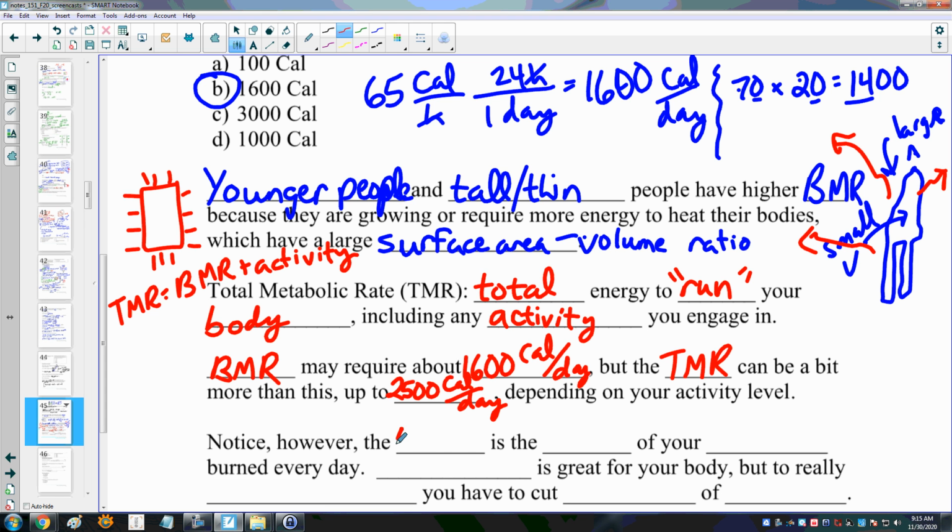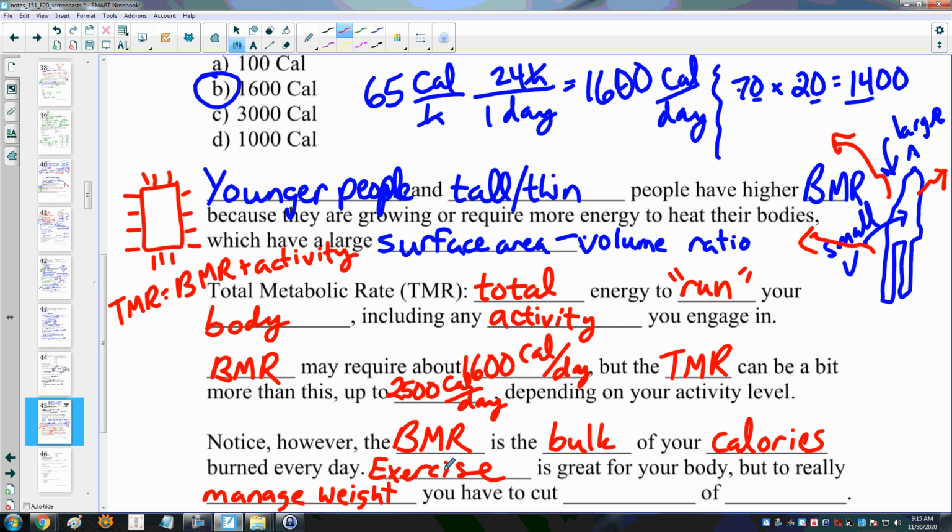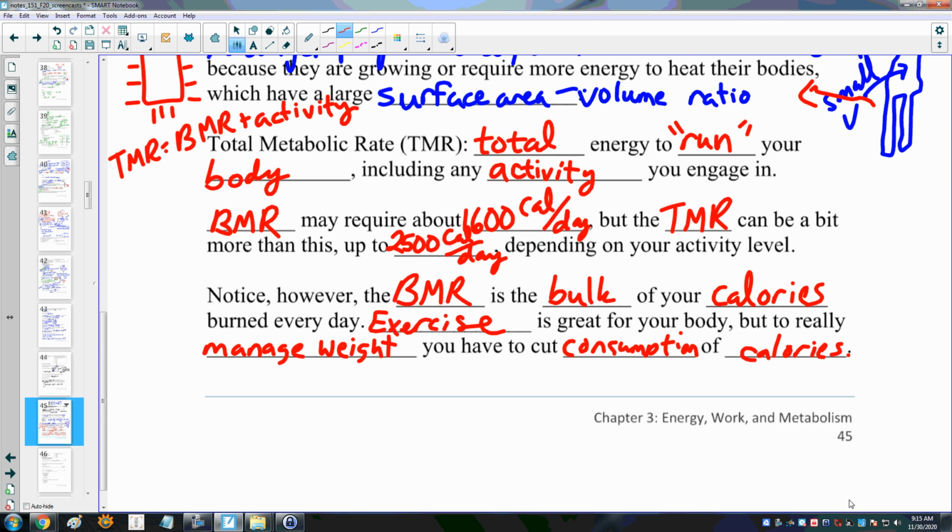Notice that the BMR is the bulk of your calories. So while exercise is great for your body, to really manage weight or to lose weight, you have to cut your consumption of calories. I think exercise is great for your body, but if you're really losing weight, you need to recognize that this is the bulk of your calories.